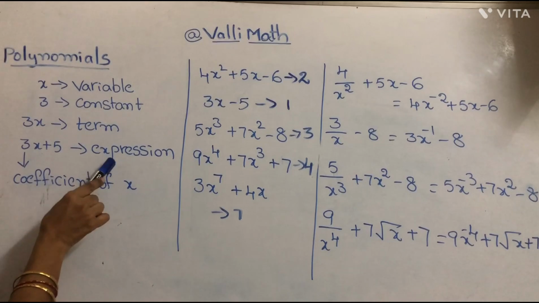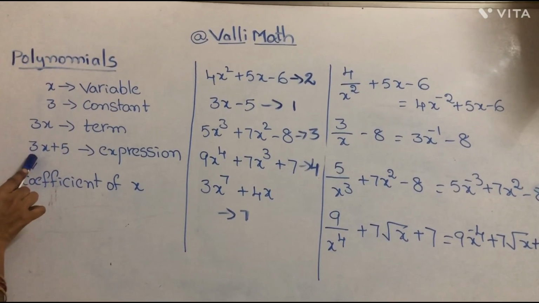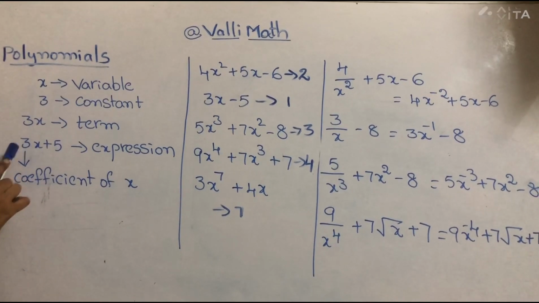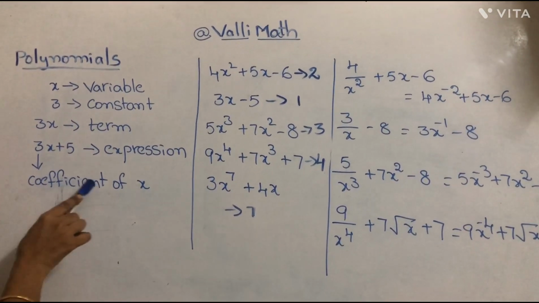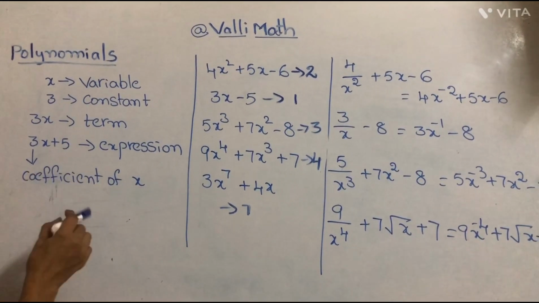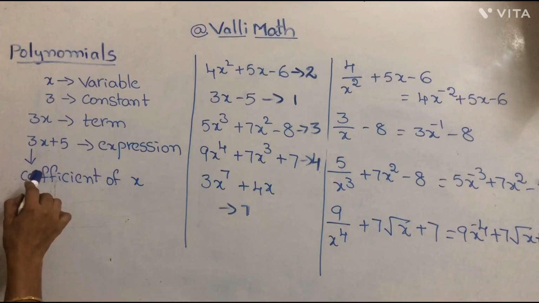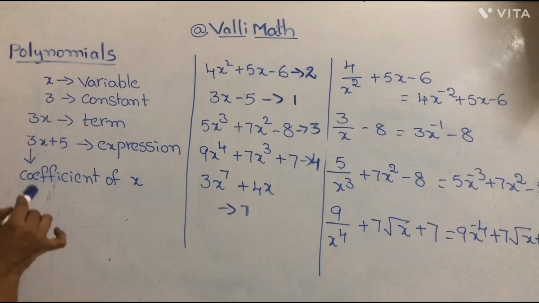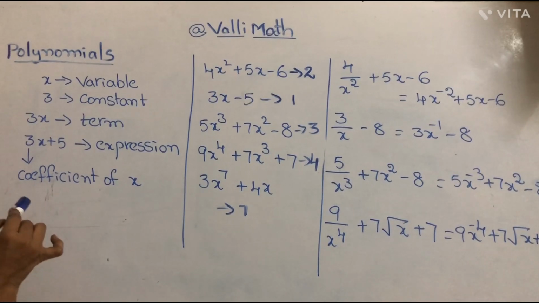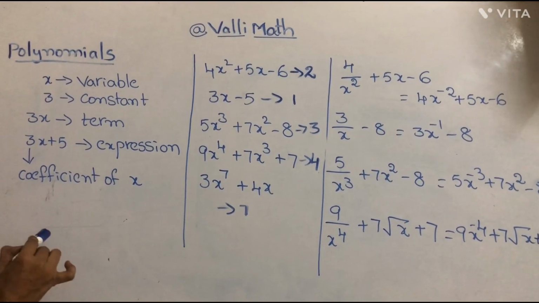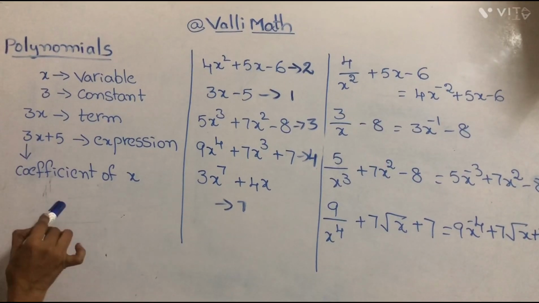It is an algebraic expression. In this algebraic expression, the multiple of x is 3. This 3 is also known as the coefficient of x. Now, what is an algebraic expression first? You already studied in the previous classes about algebra. An algebraic expression is a combination of variables and constants with the 4 fundamental operations.